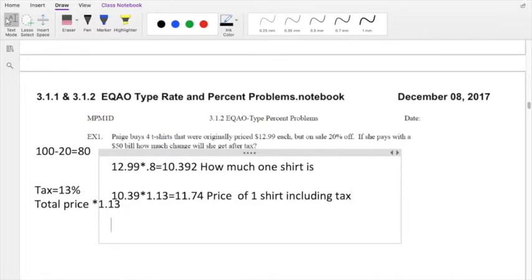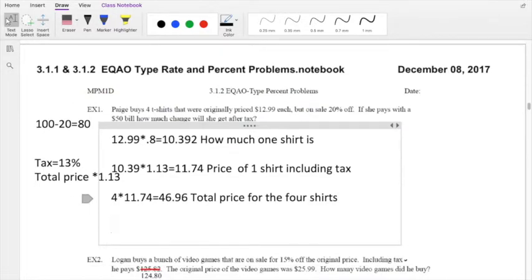So then, how many shirts did we buy? We bought 4 shirts. So we're going to times this by 4. 11.74. So that's our total price for the 4 shirts. And then lastly, our final question is, okay, how much does she get back if she pays with a $50 bill? So we're going to take 50 and minus off this number. So she would get back $3.04.